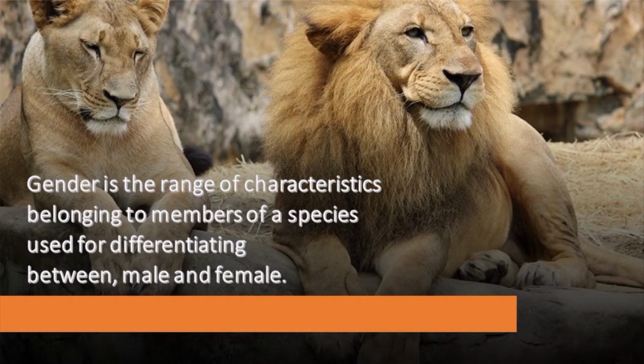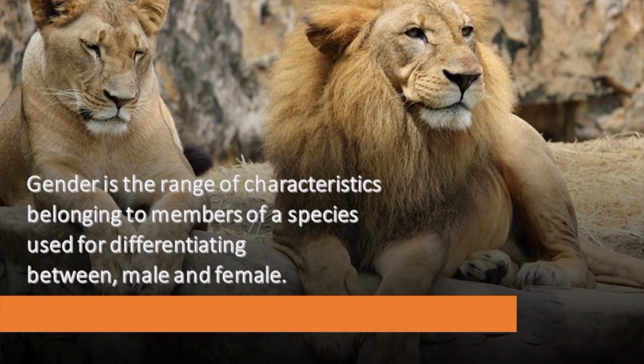So good. So gender, as this definition gives, is the range of characteristics belonging to members of a species used for differentiating between male and female. So you watching this lesson would be either a boy or a girl, right? That would be the gender that you have. So you have either male characteristics or female characteristics. You would have a mother and a father. Again, a female and a male. So you have two different things.